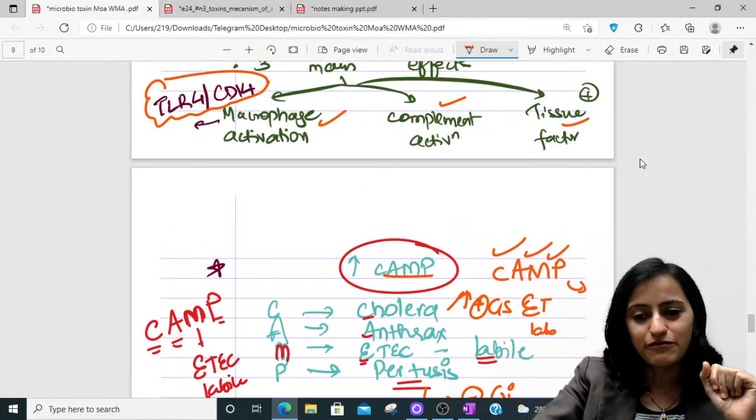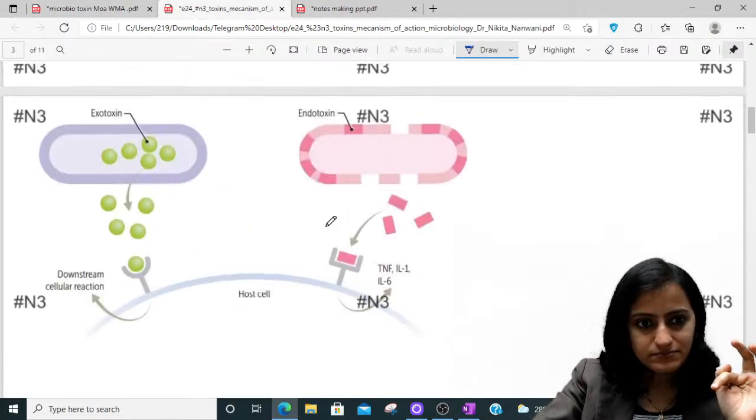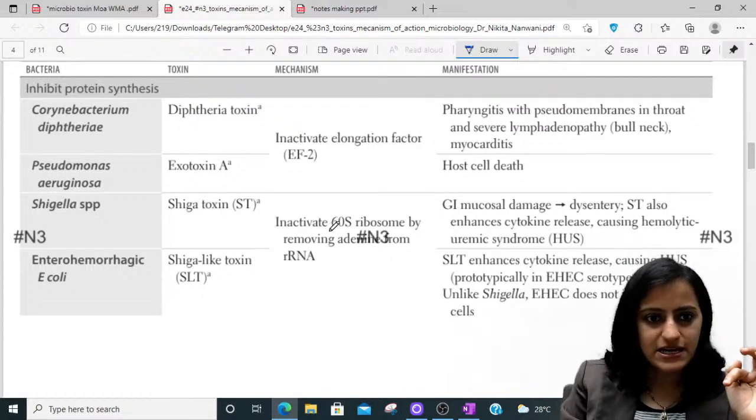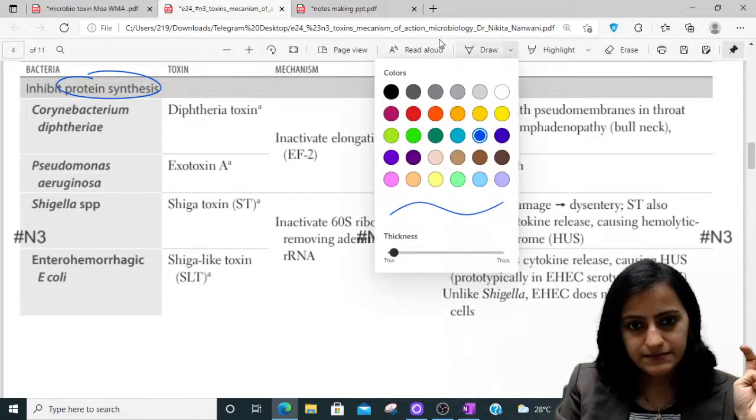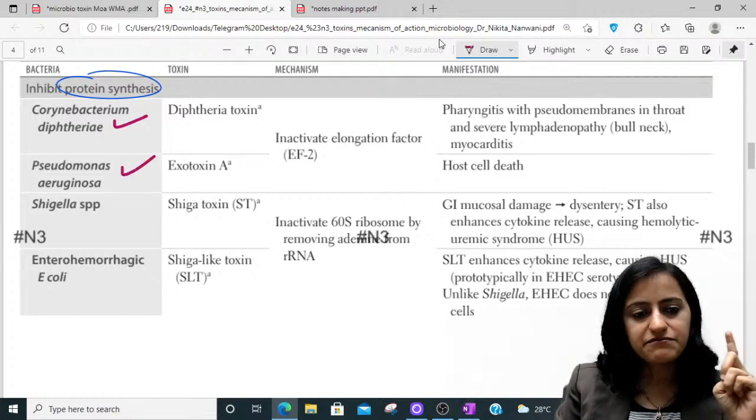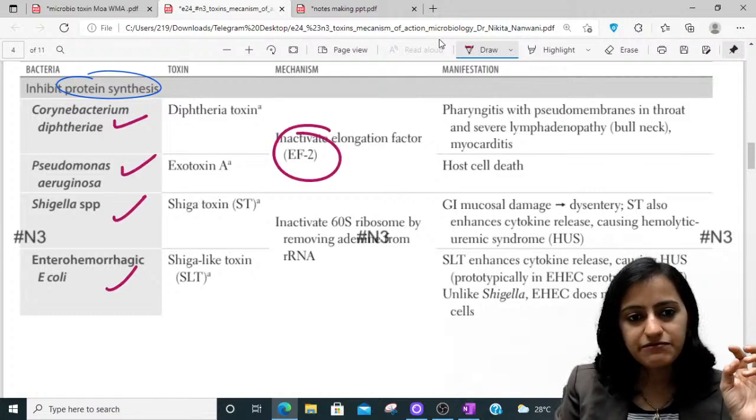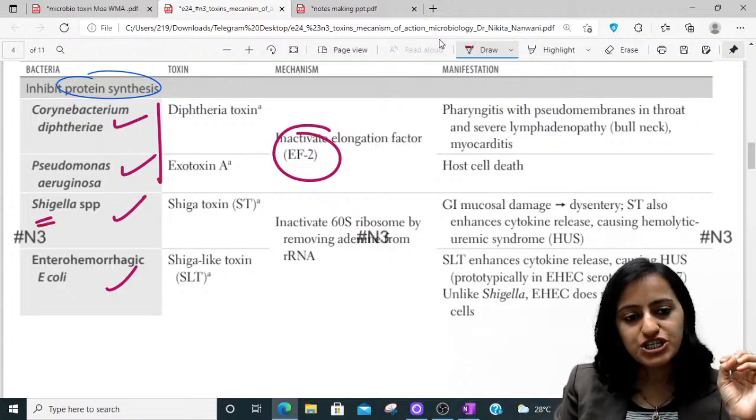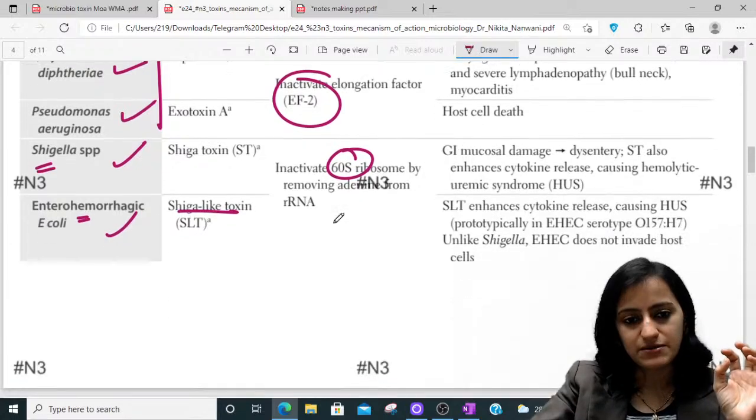mechanism of action. I hope all of you are clear on this, right? So let us see this table. Protein synthesis. So protein synthesis: diphtheria, Pseudomonas, Shigella, EHEC. This is your EF2, diphtheria and Pseudomonas, and Shigella and EHEC, Shiga-like toxin. It is your 60S ribosome.